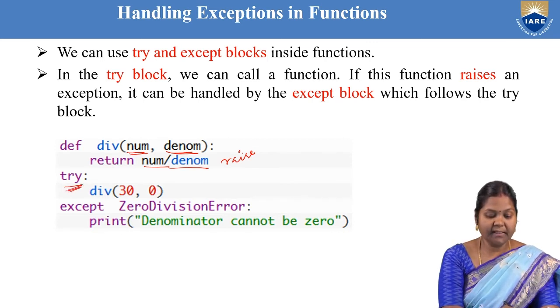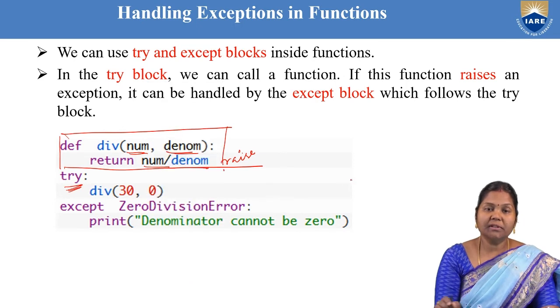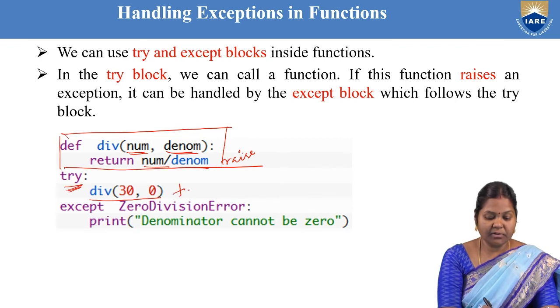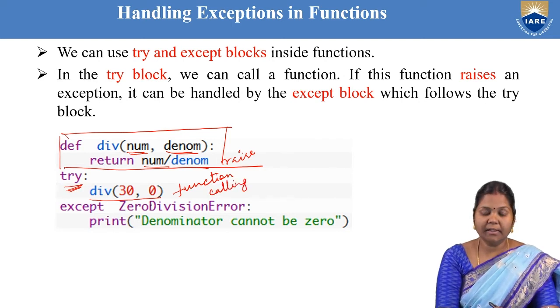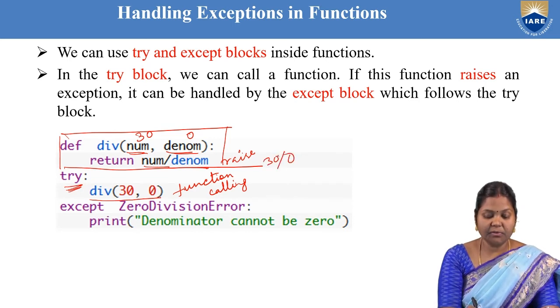You can see here, inside the try block, the definition of the function is written over here. If you want to use the try and except blocks, then in the try block, you need to first call the function. So here, the function is called in the try block. Now, whenever the function is called with two arguments, 30 and 0, this function gets executed for numerator 30 and denominator 0, and 30 by 0 will raise an exception over here.